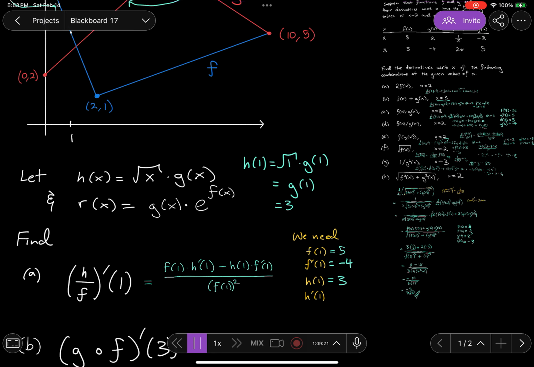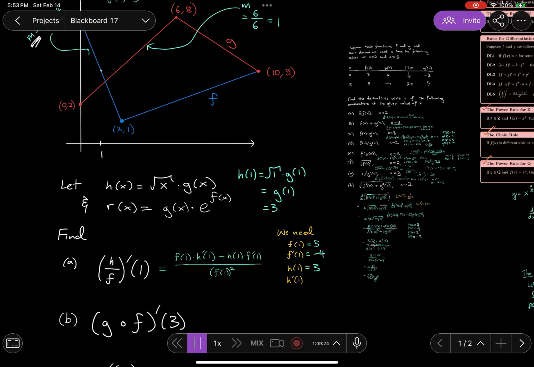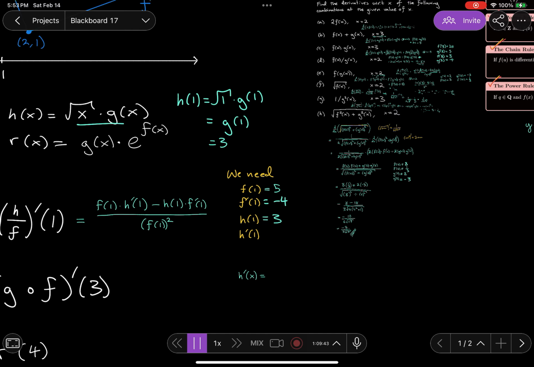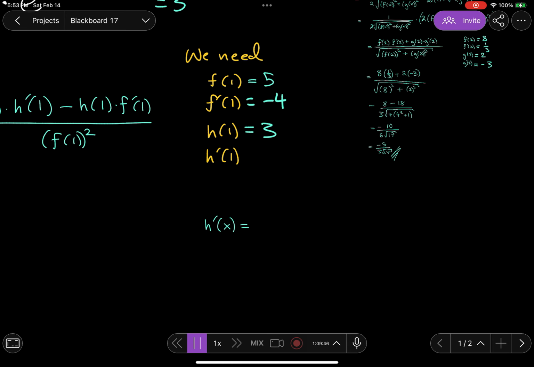All right, but now I need h prime of 1. This is the fun part. We need to use the product rule on this function right here. So what is h prime of x? H prime of x is going to be the derivative of the square root of x, which is 1 over 2 root x, times g of x. Again, I'm using the product rule, plus the square root of x times g prime of x. That's simply the product rule, and we know the derivative of the square root of something.